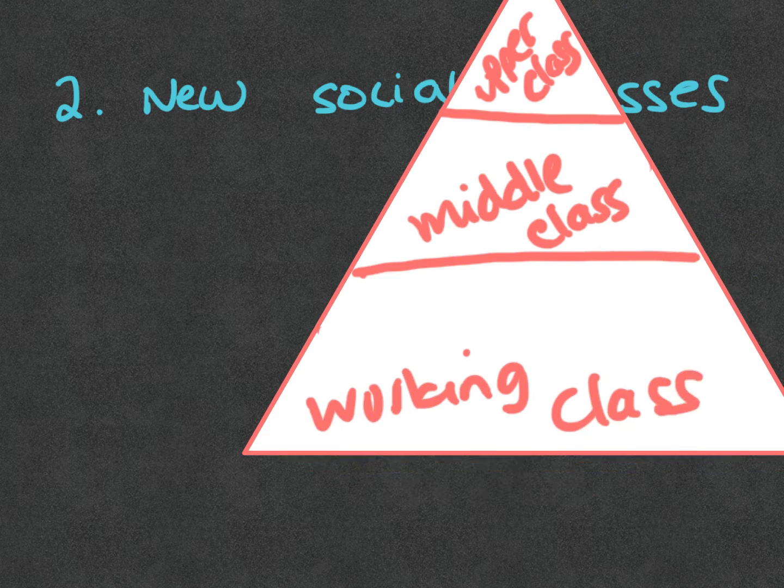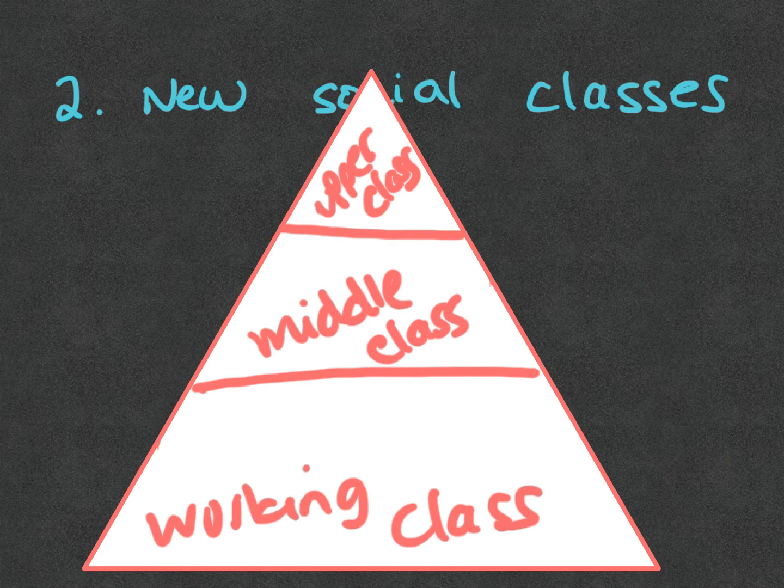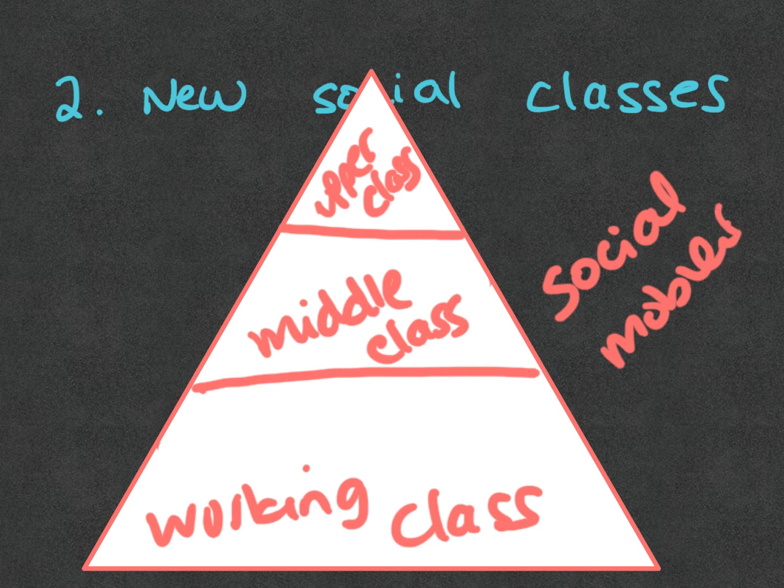Well, thanks to the Industrial Revolution, we do get this idea of social mobility. People can move between social classes thanks to the Industrial Revolution and all of the new jobs and professions that it opens up for people. We also get the creation of a brand new social class.